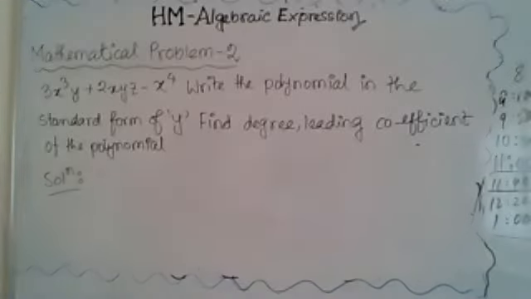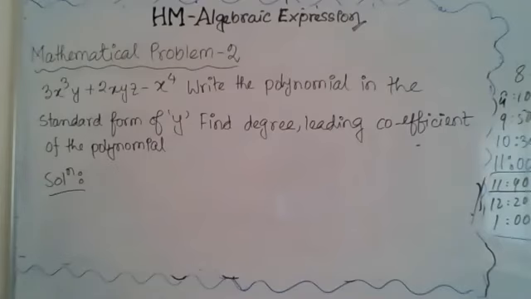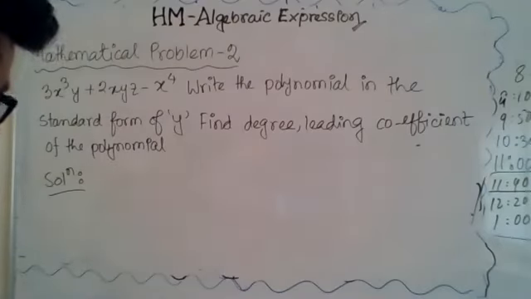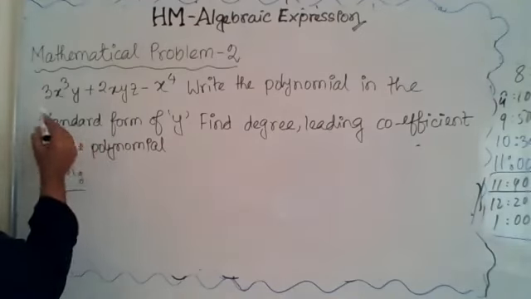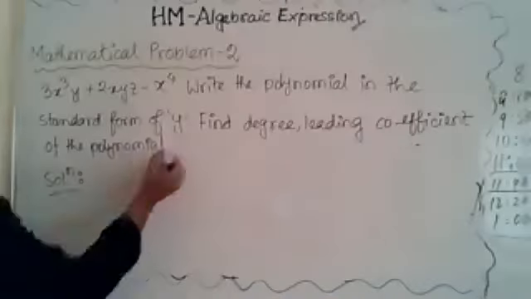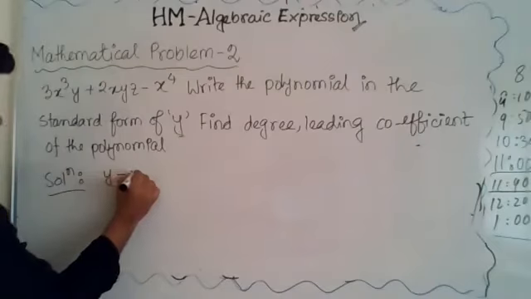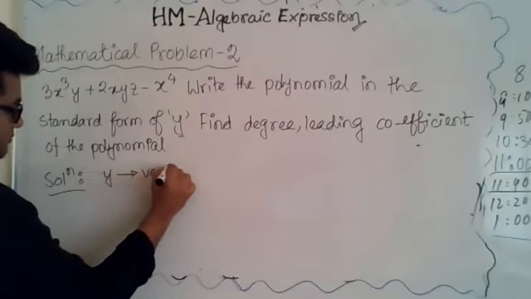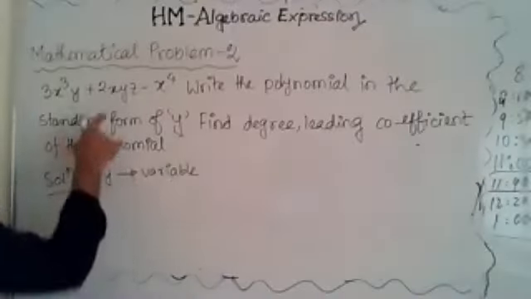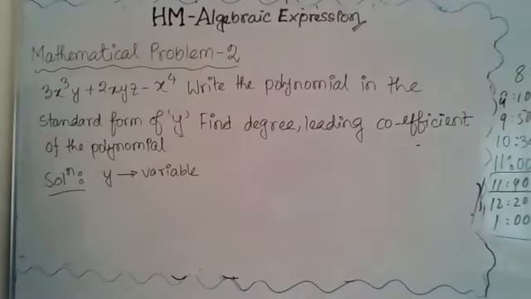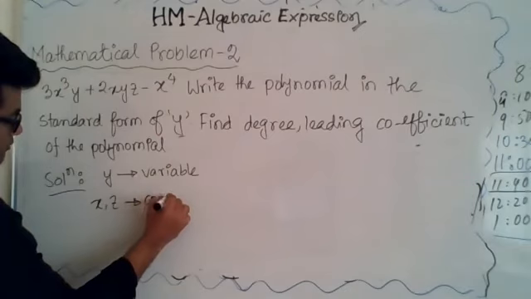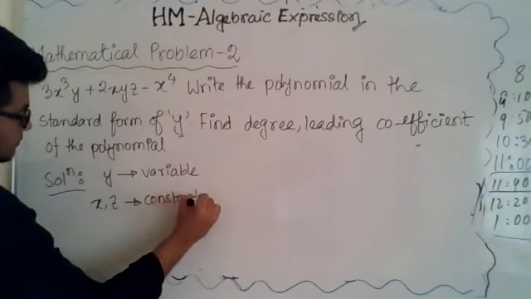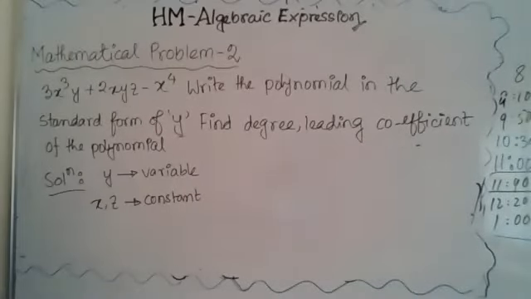Okay. So I hope you all have written the answer highly match with mine. Now they have told us to write the polynomial in the standard form of y. That means we have to consider y the variable, and as you can see, other than y, x and z are also there, right? But x and z we will consider them as constant.